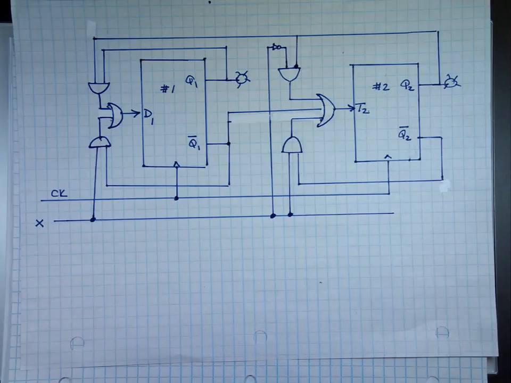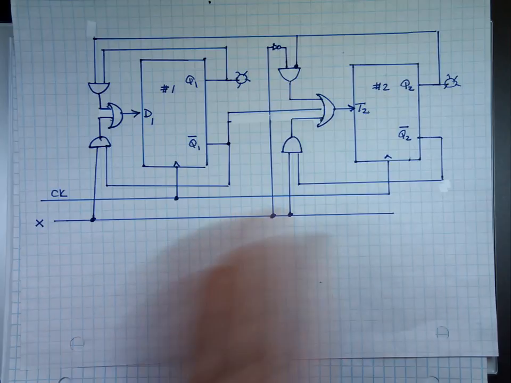Let's see if it works on the rising edge. No, it doesn't. Let's see on the falling edge. If it's 1, it's 0. Let's see what's going on. We're going to do a timing diagram and see if the flip-flop that we gave you behaves that way or not.